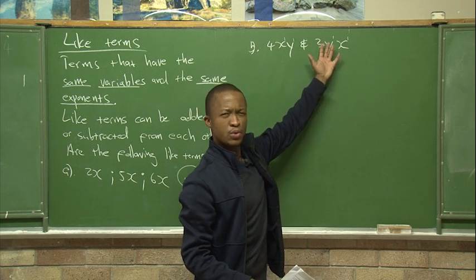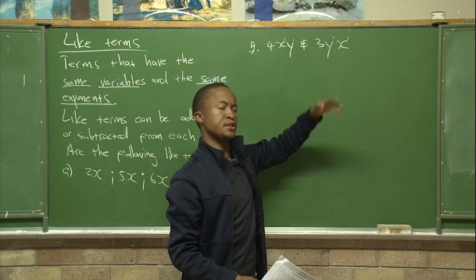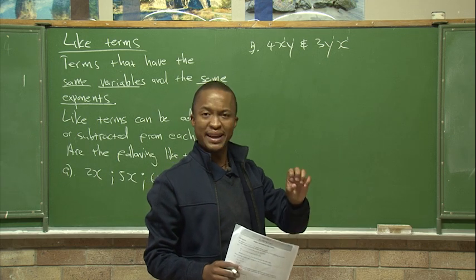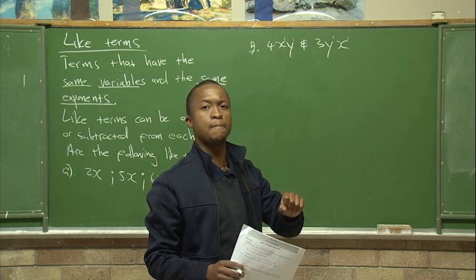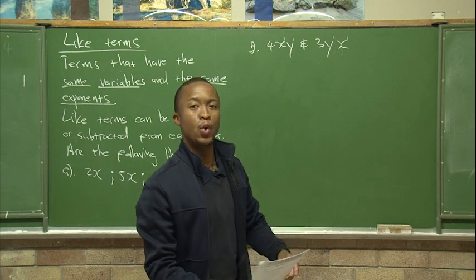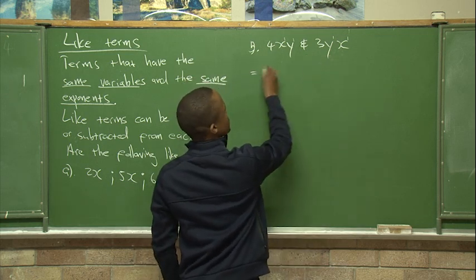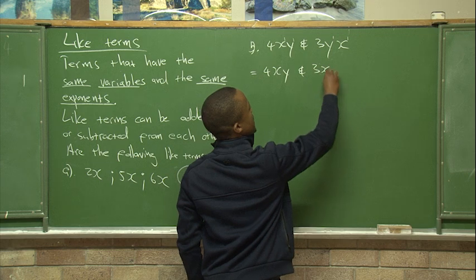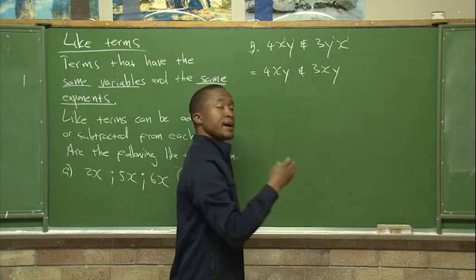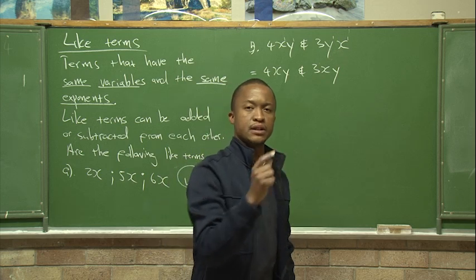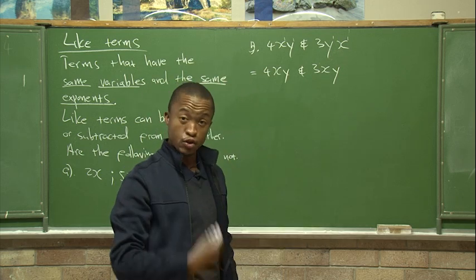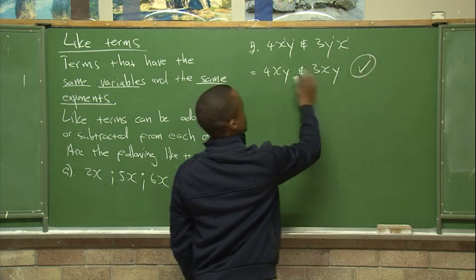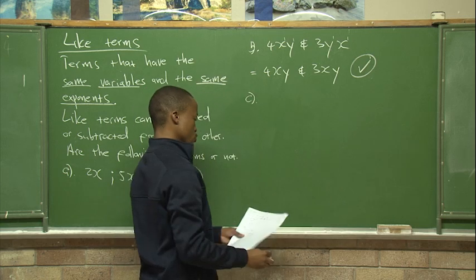Whenever you're dealing with such an expression, it's important that you follow the conventions of writing algebraic expressions. That means always start with the numerical coefficient if you have more than one factor, and then write the variables in alphabetical order. So this term, 3yx, can be written as 3xy. That's the correct way of writing expressions. So the two, yes, are like terms. The variables are the same, and the exponents are also the same.